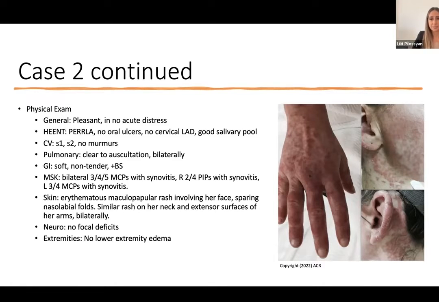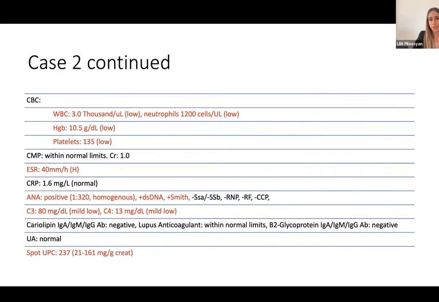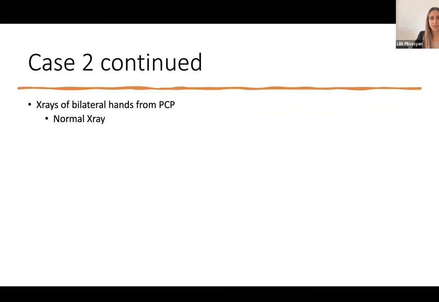And her labs show that she is leukopenic with a WBC count of 3.0, along with neutropenia, neutrophils of 1200. She is anemic with hemoglobin 10.5, thrombocytopenic. She does have a high SED rate of 40. CRP is normal, and her antibodies are positive: ANA 1 to 320, which is a high titer, positive double-stranded DNA and Smith. She has low complement C3 and C4, normal antiphospholipid antibody profile, normal UA, and a spot urine protein creatinine ratio of 237. X-ray of bilateral hands from the PCP was reported normal.